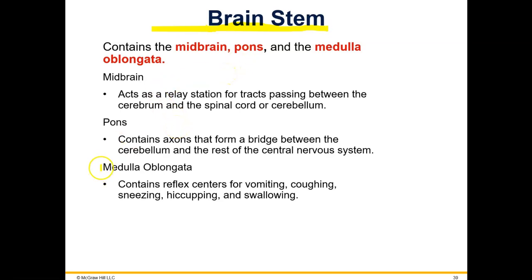The medulla oblongata contains reflex centers for vomiting, coughing, sneezing, hiccuping, and swallowing. And I was thinking about something totally different. The medulla oblongata also contains centers for regulating our breathing and our heart rate.